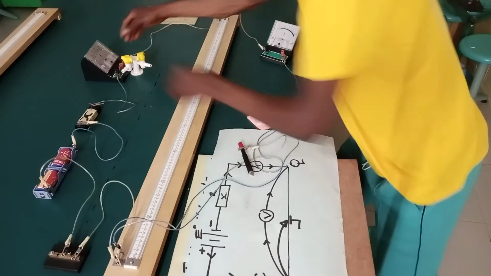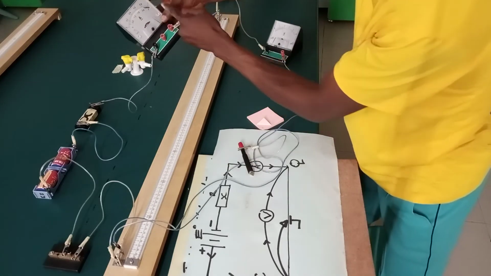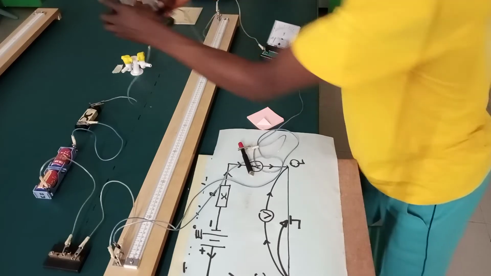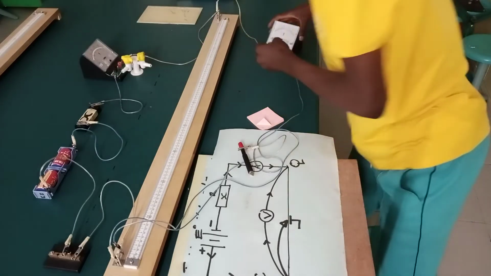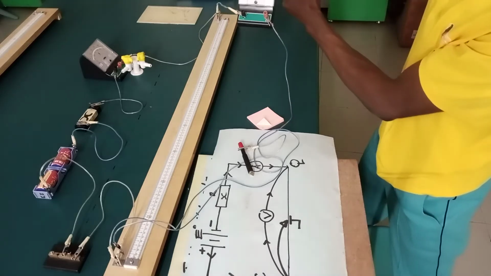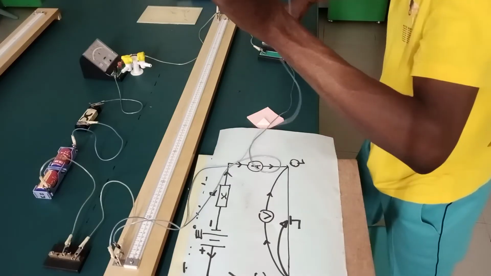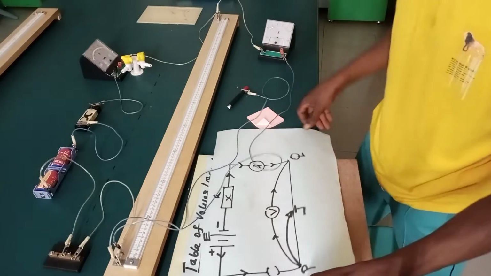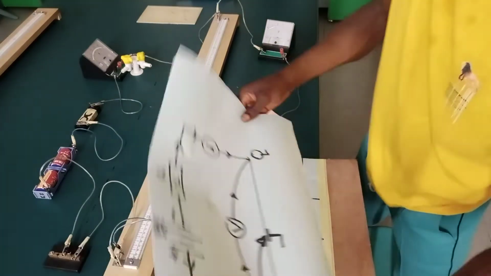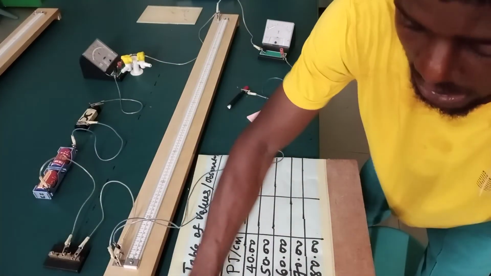Yes, our circuit is working. You can see that deflection clockwise, meaning our connection is correct. You can also see the ammeter and the voltmeter reading clockwise. So now the jockey is not in contact. We are done with the circuit diagram, and also the connection. The next thing is to run the experiment now.